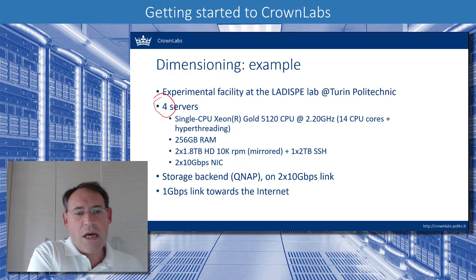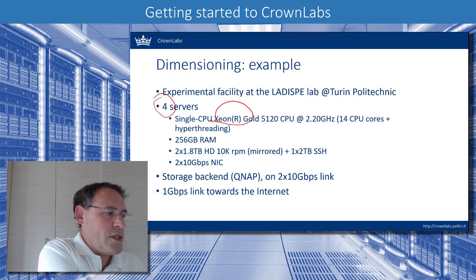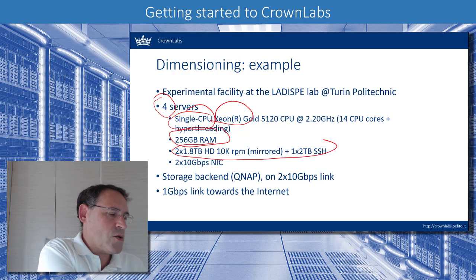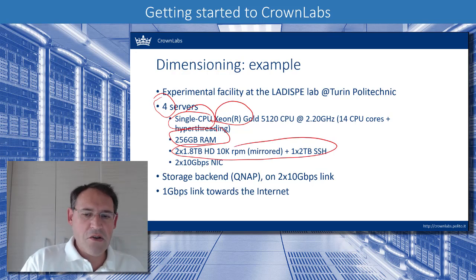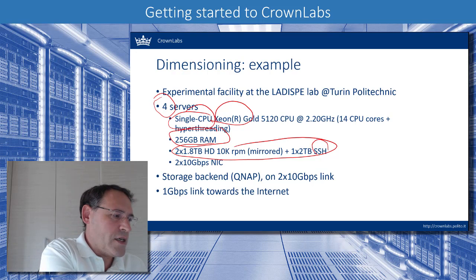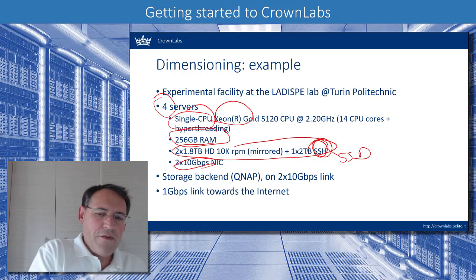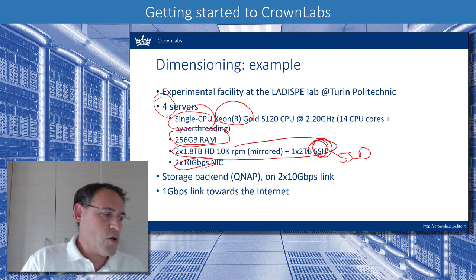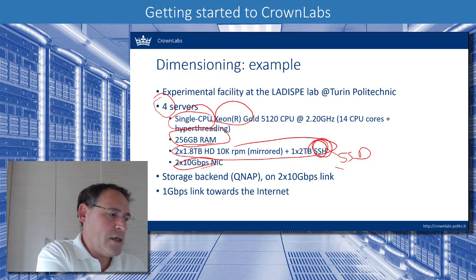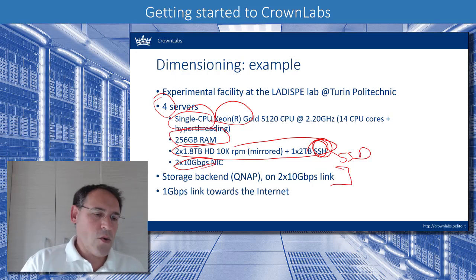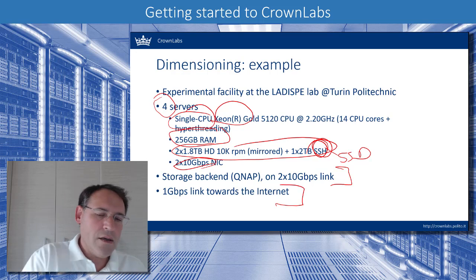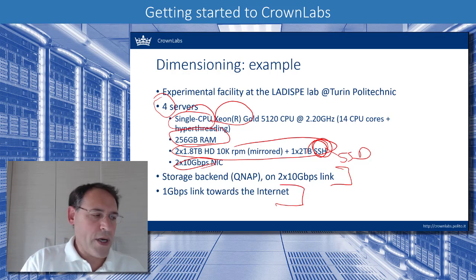The servers are rather powerful, with Intel Xeon, a single CPU with a lot of RAM and also a reasonable amount of hard disk, not that much, but very fast, this is not HDD, it is SSD. And a very fast network. The network is very important. Storage is also provided by a shared storage backend made by QNAP. Again, here the network is very important. And then we have a 1 gig link toward the internet, but we plan to expand to 10 gig.